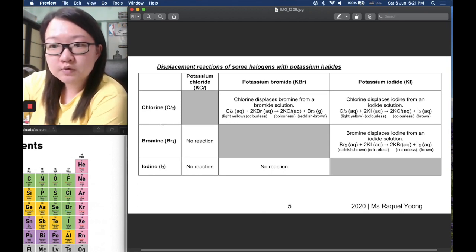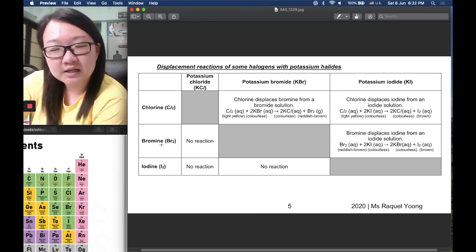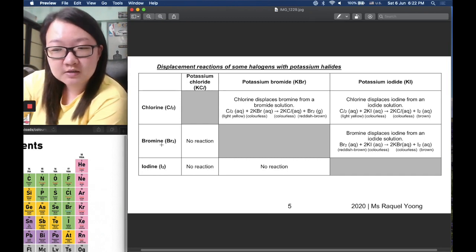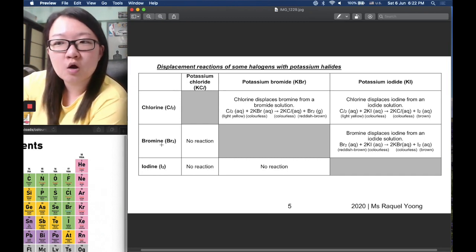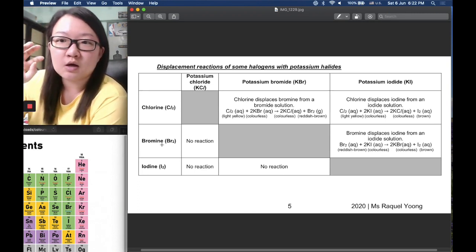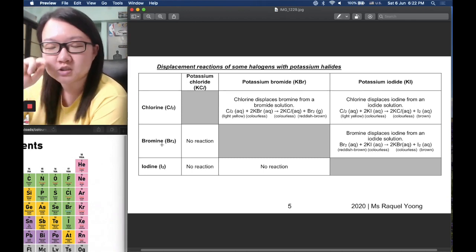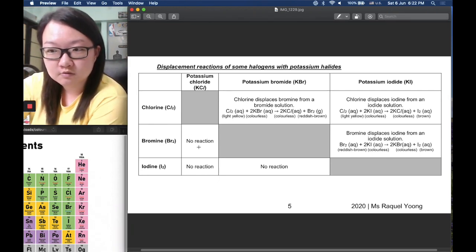Okay, so if we now move down the periodic table, below chlorine is bromine. If you're adding the halogen bromine into a chloride solution, there is not going to be any reaction, right? Because bromine, being a less reactive halogen than chlorine, has no ability to so-called kick chlorine out of the chloride solution. Since it doesn't have the ability to do that, nothing will happen. There's no displacement reaction. That's why here it says no reaction.